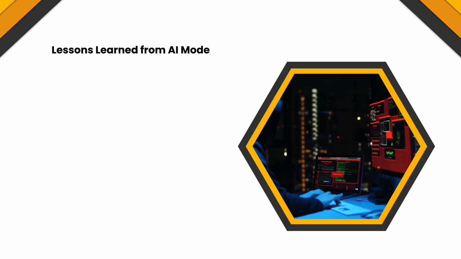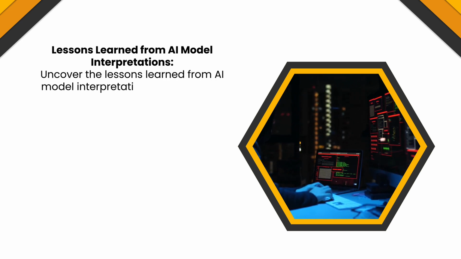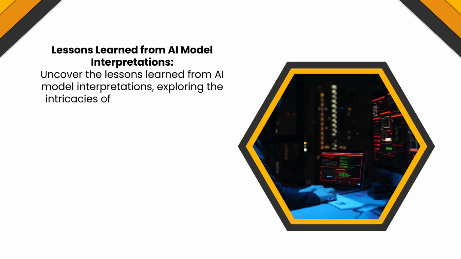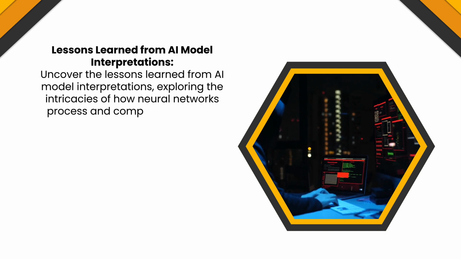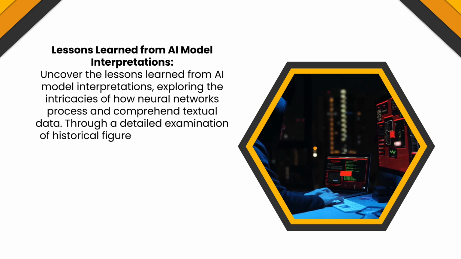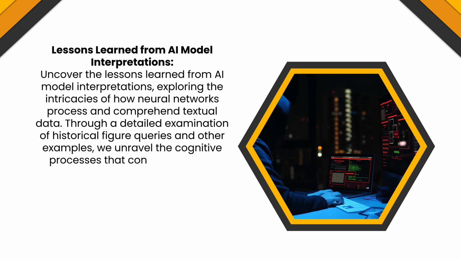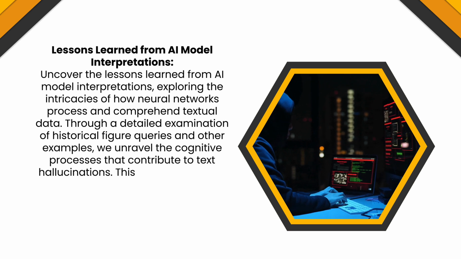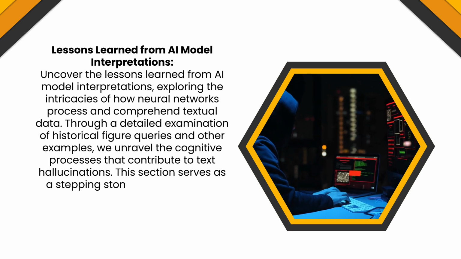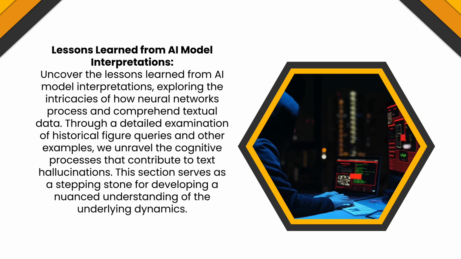Lessons learned from AI model interpretations. Uncover the lessons learned from AI model interpretations, exploring the intricacies of how neural networks process and comprehend textual data. Through a detailed examination of historical figure queries and other examples, we unravel the cognitive processes that contribute to text hallucinations. This section serves as a stepping stone for developing a nuanced understanding of the underlying dynamics.